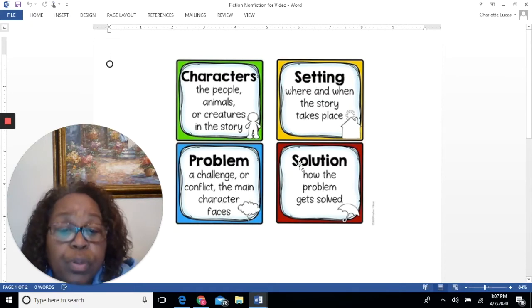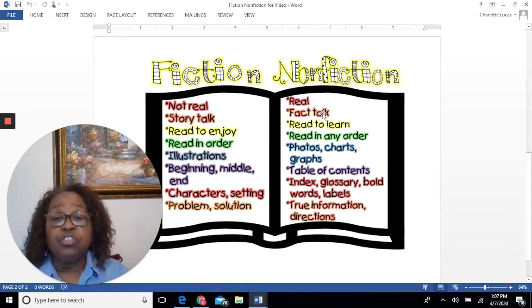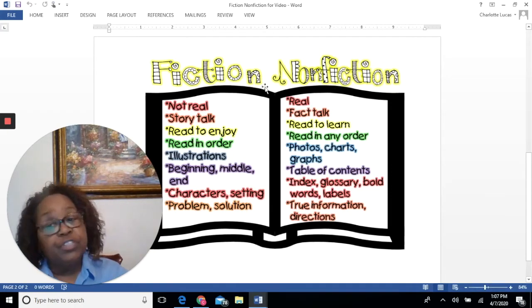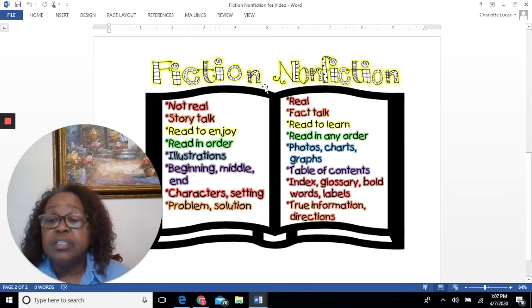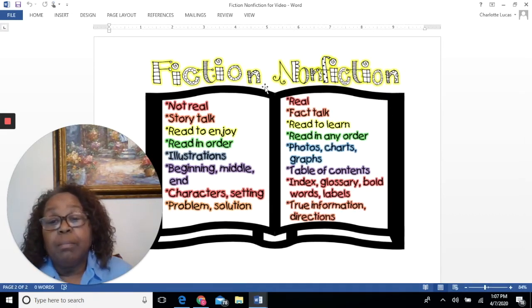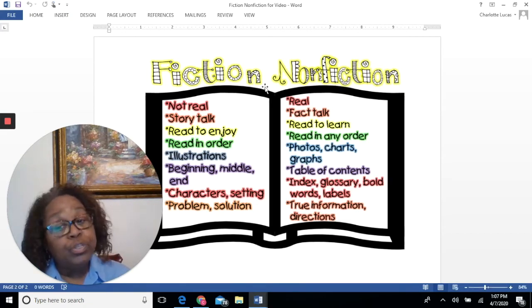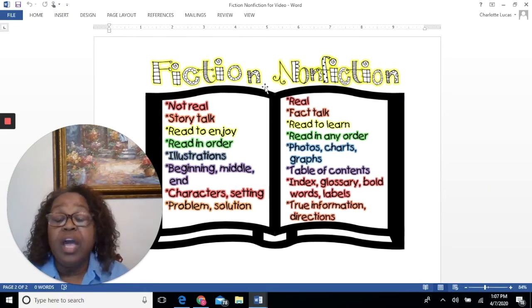The other thing that we want to think about when we're reading a story is, is the story a fiction or a nonfiction book? If the story is fiction, it's not real. The story is designed to be enjoyable. You'll see things like illustrations. You'll have your character, your setting, and there's usually a problem and a solution, a beginning, a middle, and an end. And you'll have lots of wonderful illustrations most of the time.